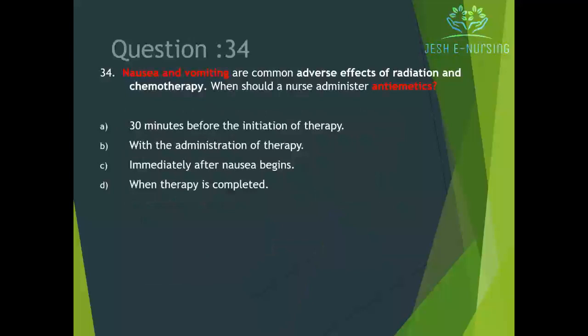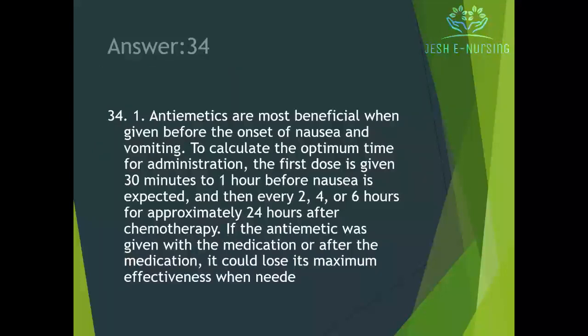Next question. Nausea and vomiting are common adverse effects of radiation and chemotherapy. When should the nurse administer antiemetics? So, nausea and vomiting is an expected common side effect. Always, 30 minutes before initiation of chemotherapy, we must give antiemetics. It is most beneficial when given before the onset of nausea and vomiting.